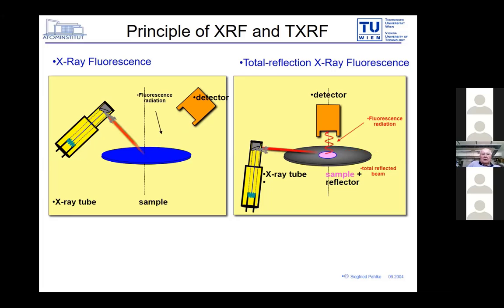In the case of TXRF, we fundamentally have the same equipment. We have the source, we have the sample and the detector. Only the angle of incidence on the sample is completely different. It is small. It is below the critical angle of X-ray total reflection. This results in several advantages, which we will immediately discuss. You see basically that the primary beam is totally reflected, and the fluorescence which goes to the detector is very strong because of another effect, but the scatter is drastically reduced by the following effect.